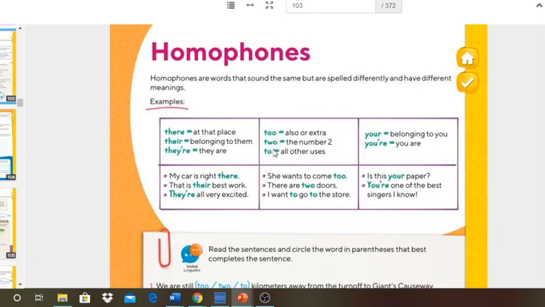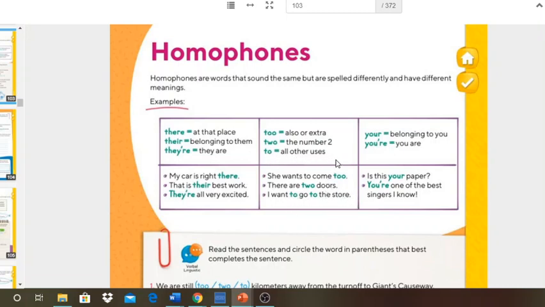I have two, two, two. Too with double O, also or extra. Example, she wants to come too. Right? So too with double O is también. Two, T-W-O, it is the number two. There are two doors. There are two cats in my house.